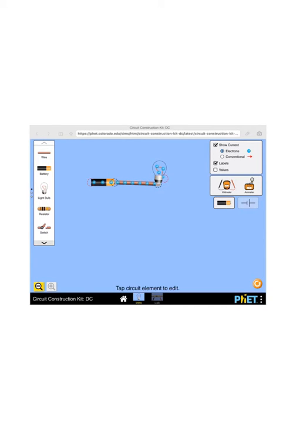Now, I want to connect my wire to the other end of this battery. So I'm going to drag and click a few of these things together so that I can make a nice square circuit. And voila, we illuminate our light bulb.